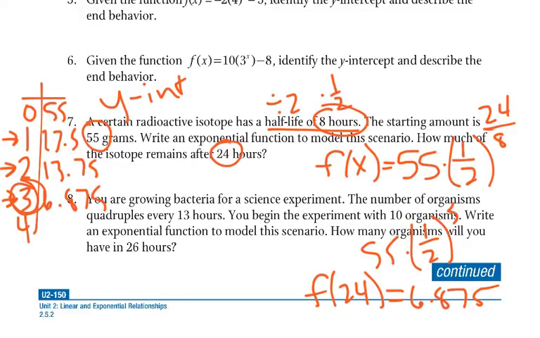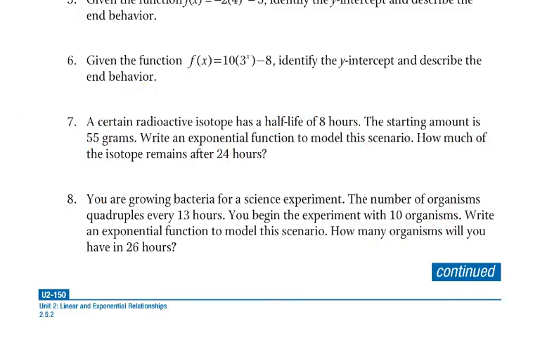So 8, same idea. You are growing bacteria for a science experiment. The number of organisms quadruples, so multiplying by 4, every 13 hours. So it's going to be 4 to the x over 13. You begin the experiment with 10 organisms, so we begin with 10. Write an exponential function to model this scenario. How many organisms will you have after 26 hours?